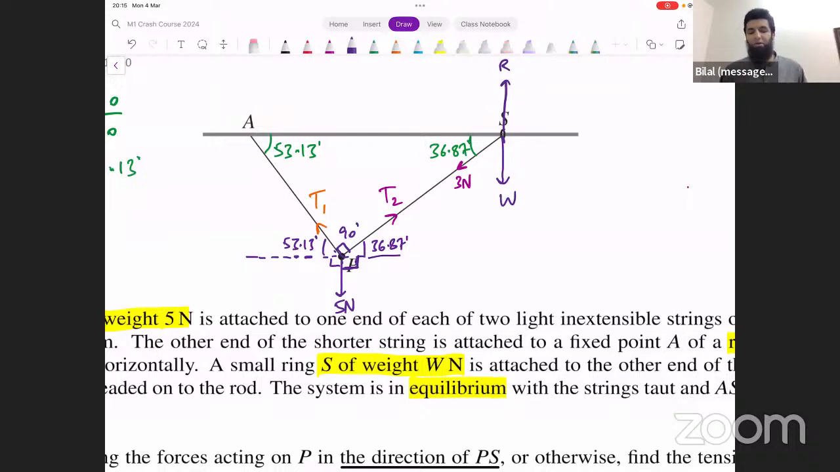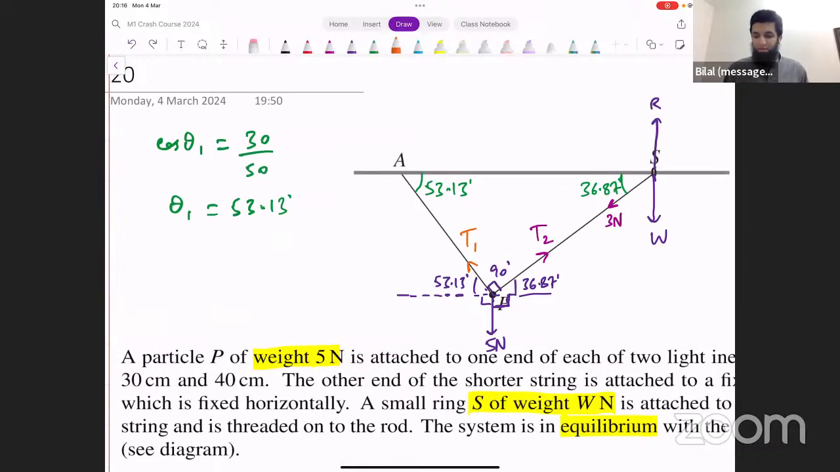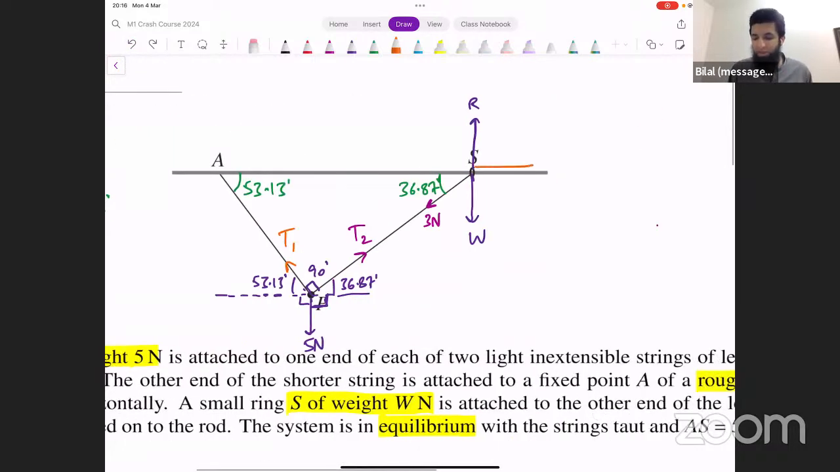What else? Do we have friction? It's a rough rod, so we do have friction. Friction always acts parallel to the surface. That means it could either be on the right side or the left side. Which one of the two is it going to be? Left or right? Right. Right, because the tension is trying to pull this ring towards the left side. There's a component of 3 acting towards the left side. Friction is going to oppose that. It's going to resist that motion, and that's going to act to the right side. This is the direction of friction. These are all the forces acting at the point S.